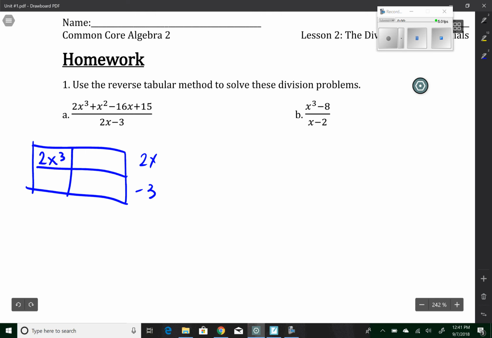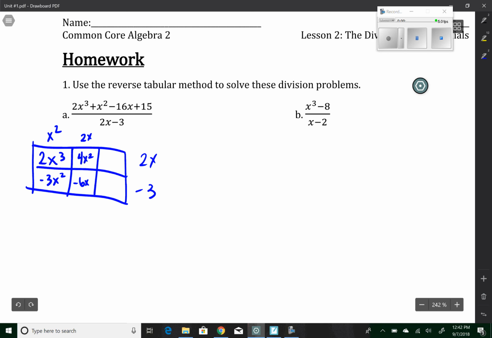So the first thing that we have to create is 2x cubed. To create that, I'm going to use x squared, which makes this negative 3x. And I want to add up to positive x squared. So I have negative 3x squared, so I'm going to add 4x squared, which is going to make this 2x, which is going to make this negative 6x.